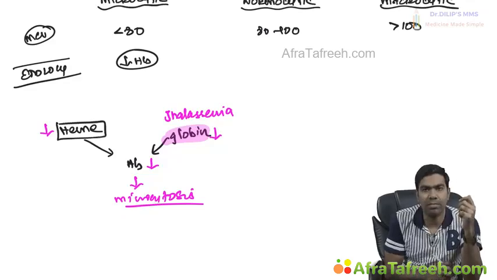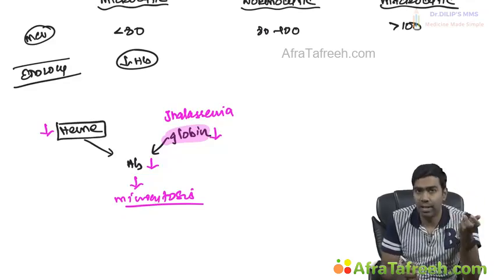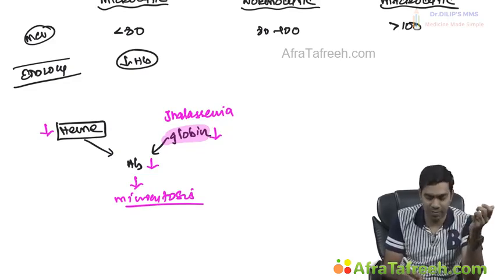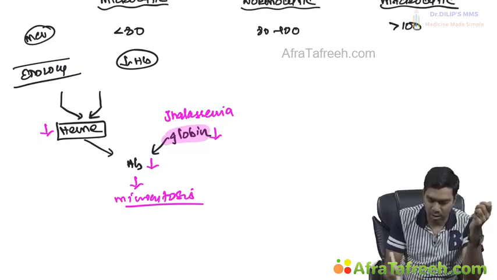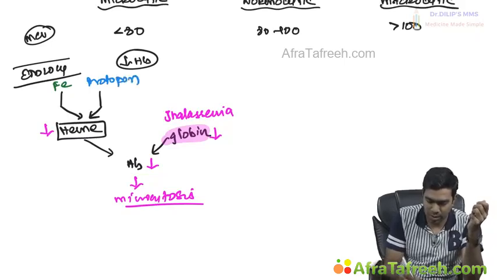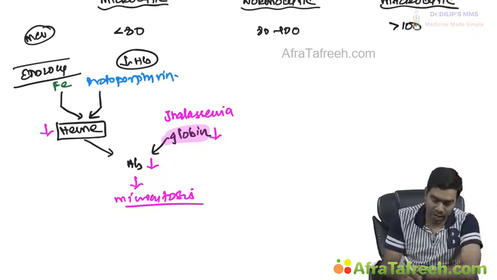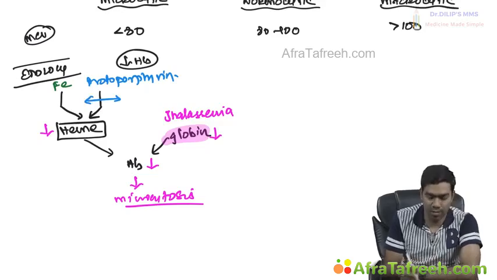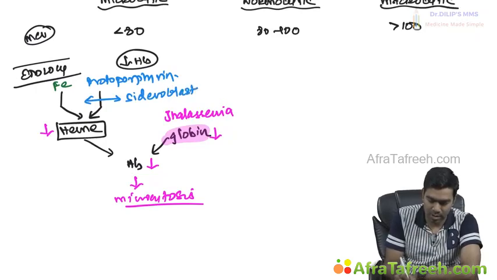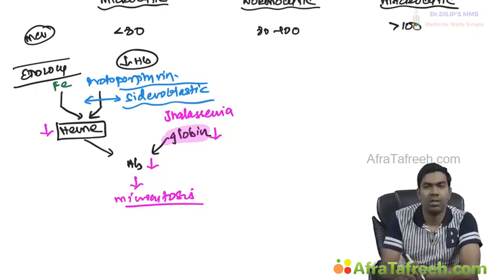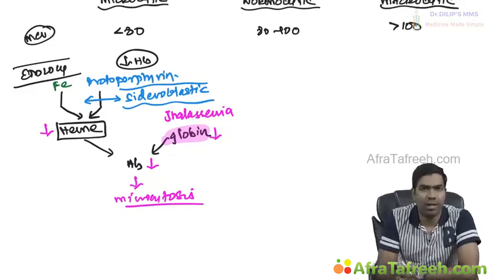Whenever you have a reduced heme, you can tell where the reduced heme is coming from, because heme itself is synthesized from two sources. One is from the iron and the second one is your protoporphyrin ring. Protoporphyrin. These are the two essential constituents of the heme. So whenever you have a blockade in the protoporphyrin synthesis, for example in a sideroblastic anemia, obviously you are going to get a microcytic RBC.